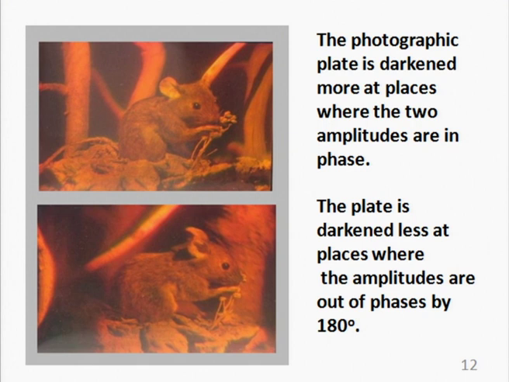Now, the photographic plate is darkened more at places where the two amplitudes are in phase. We see that interference is occurring. In this interference, we will have two types. One type is in phase, another type is out of phase by 180 degrees. A darkened place is where they are in phase, that is, the phase difference is 0 or 360 degrees, and the two amplitudes are totally coherent. The other is out of phase by 180 degrees, and this produces a lesser darkened place. More darkened is at 0 phase difference, and less darkened is where the amplitudes are out of phase by 180 degrees. We can understand this by using this particular hologram picture.